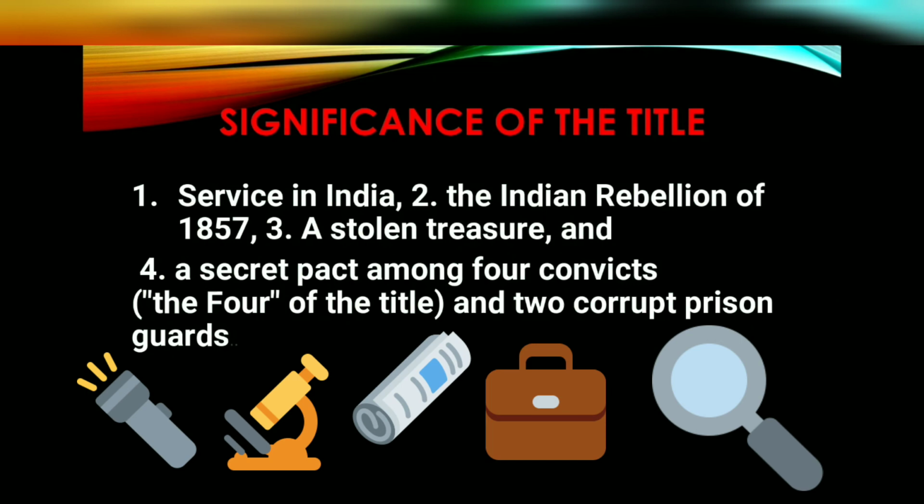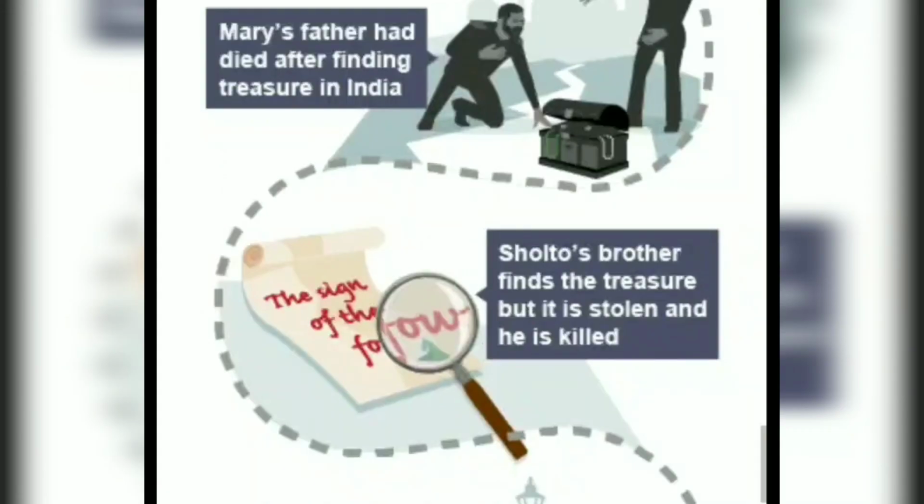And the fourth incident is a secret pact among the four convicts. The names of the four convicts are Jonathan Small, Mohammed Singh, Abdullah Khan and Dost Akbar. Now let's see the whole story in a nutshell.